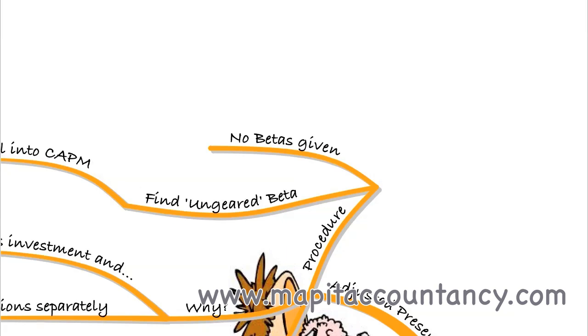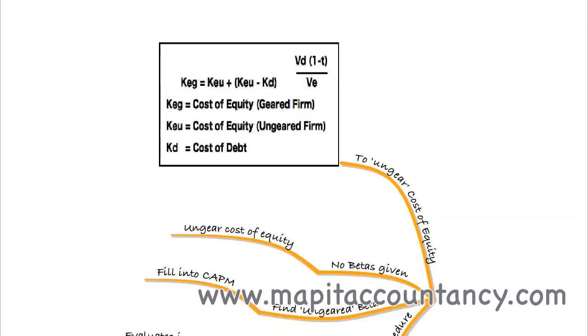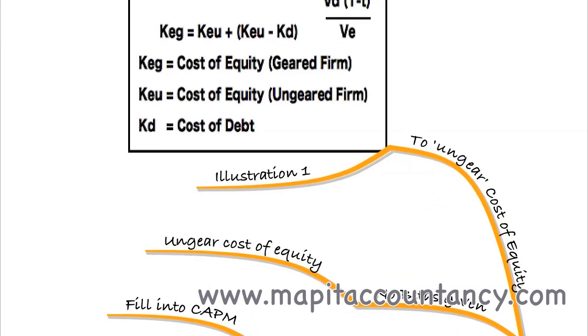If we have no betas given to us in the question, we'll need to ungear the cost of equity directly. So if no betas are given to us, we're going to ungear the cost of equity using this formula. So we have KEG equals KEU plus (KEU minus KD), all multiplied by the capital structure VD over VE. So we've used this before. We used it to calculate the geared cost of equity, but this time we're calculating the ungeared cost of equity. So we're just flipping it around a little bit to get KEU, and we did that in illustration 1.